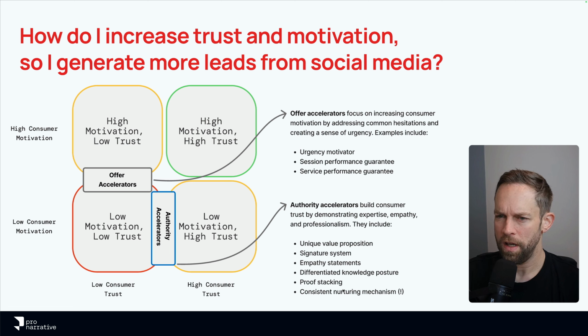So I don't think I have anything else to add. If we zoom back to our original problem, which is how do I generate more leads from social media? We want to increase motivation and increase trust using these 3 things.